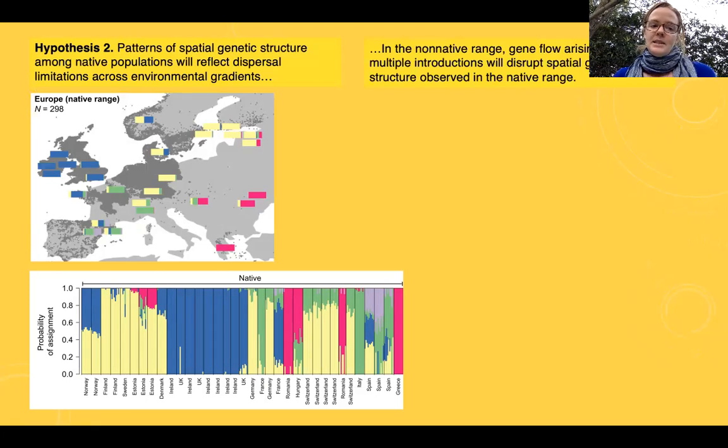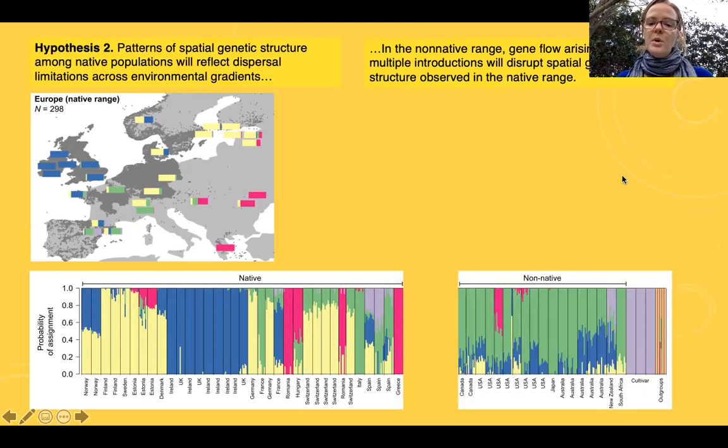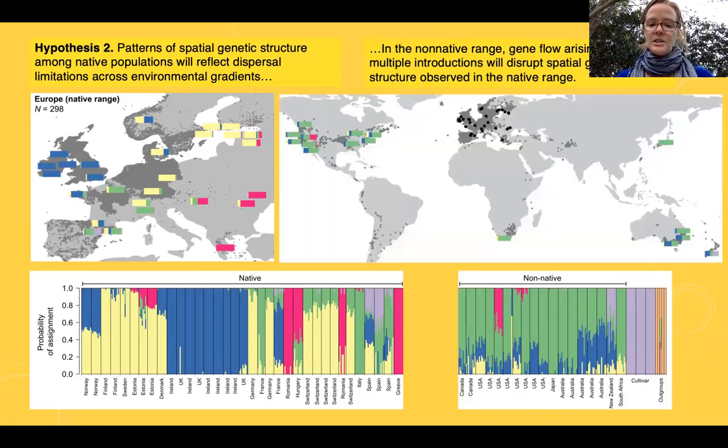The second part of that hypothesis was that in the non-native range, gene flow arising from multiple introductions would disrupt spatial genetic structure observed in the native range. And what we found was that most of the non-native populations were surprisingly similar. So across North America, one population in South Africa, a population sampled in Japan, Australia, and New Zealand were all quite similar, with New Zealand having some of this purple cluster here, which we think was probably related to some of the cultivars, some of those bred lines that were used in pasture.